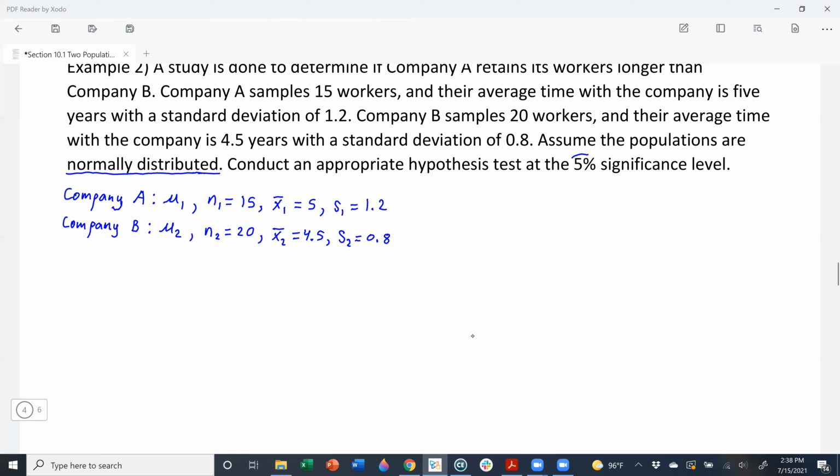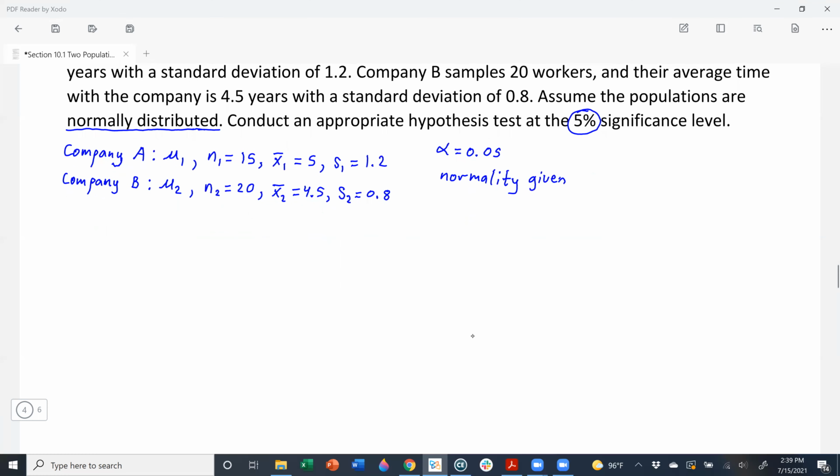Let's write down the significance level as well. So alpha is 0.05, and normality is given, because I do want to do that normal check. If normality is not given, then we need both of these samples to be bigger than 30.